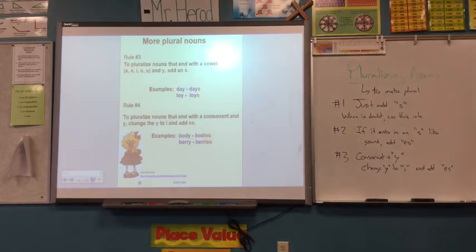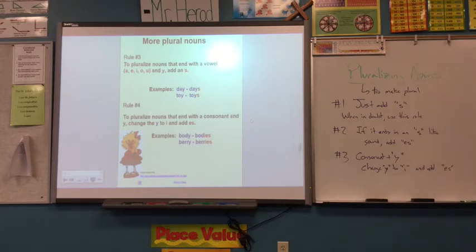Give you a chance to get these down. Got them? Ready for the next slide? All right, so I'm going to erase these up here. Make sure we have this: consonant plus Y, change Y to I and add ES. That's the same thing it says over there.